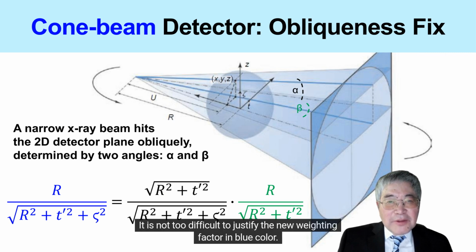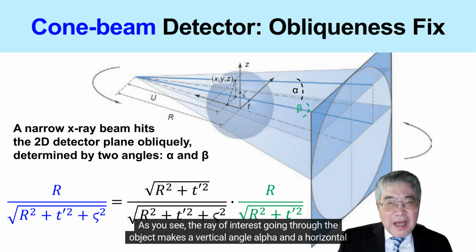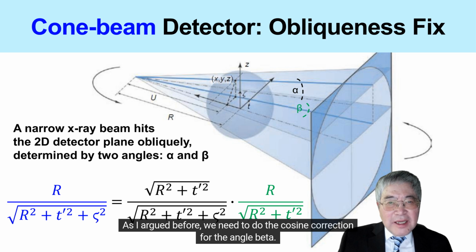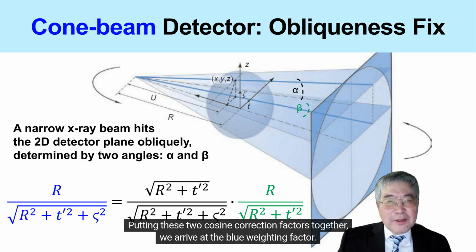It is not too difficult to justify the new weighting factor in blue color. In fact, the blue factor on the left-hand side is the product of the black factor and the green factor on the right-hand side. As you see, the ray of interest going through the object makes a vertical angle alpha and a horizontal angle beta. These two angles are needed to specify the narrow X-ray beam or X-ray line in the 3D space. As I argued before, we need to do the cosine correction for the angle beta. Then by the same token, we need to do the second cosine correction for the angle alpha. Putting these two cosine correction factors together, we arrive at the blue weighting factor.